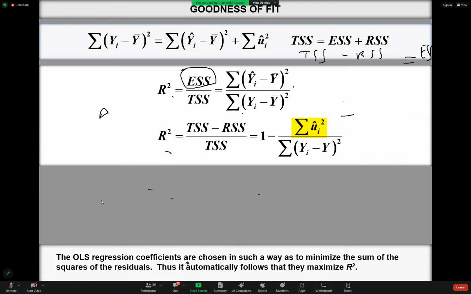The OLS coefficients are chosen in such a way as to minimize the sum of the squares of the residuals. It automatically follows that they maximize R square. That means once you minimize the residual sum of square, your R square will be maximized.